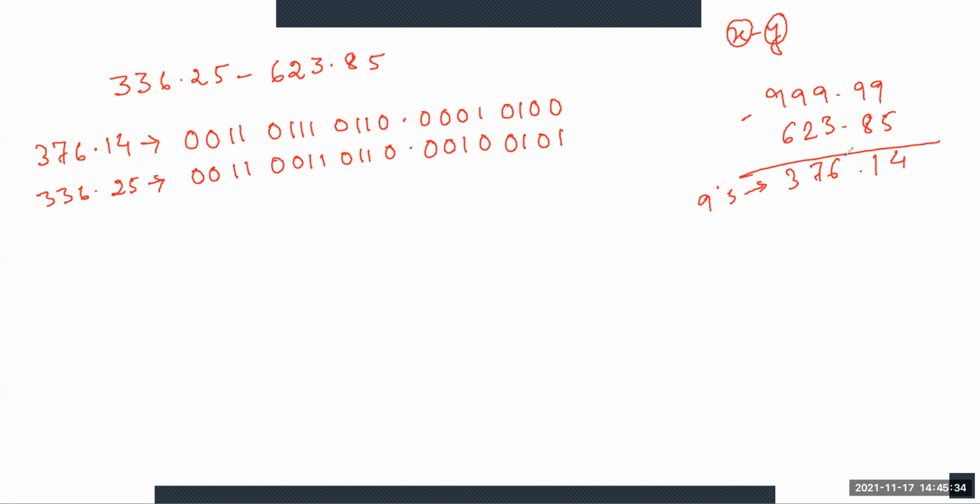This is the 9's complement of 623.85. This 376.14 is the 9's complement of 623.85.